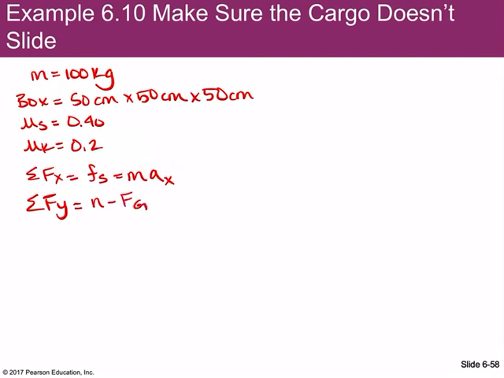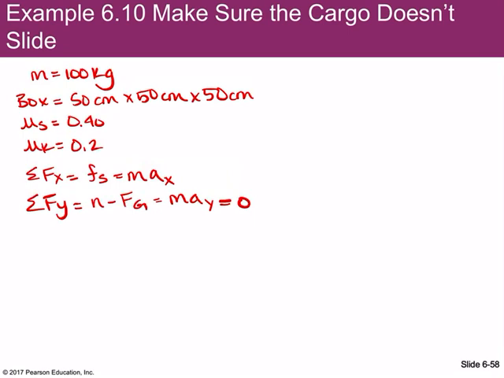We've got our normal force minus our gravitational force is equal to our acceleration times mass in the Y direction. Now, what is our acceleration in the Y direction going to be? Well, it's going to be 0, because we're talking about the box sliding in the X direction on the flat bed of that truck. So this is equal to 0.